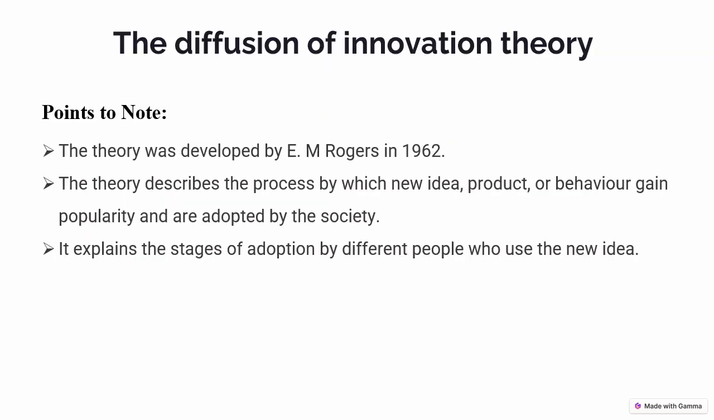Points to note about the diffusion of innovation theory. The theory was developed by E.M. Rogers in 1962. The theory describes the process by which new ideas, products, or behavior gain popularity and are adopted by the society. The theory explains the stages of adoption by different people who use the new idea.